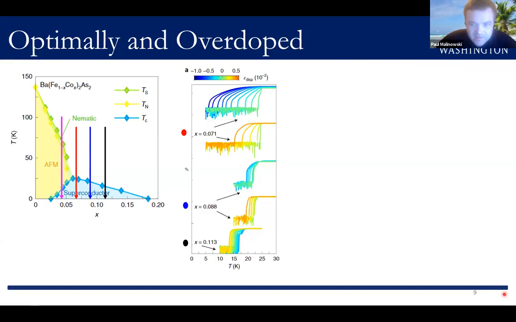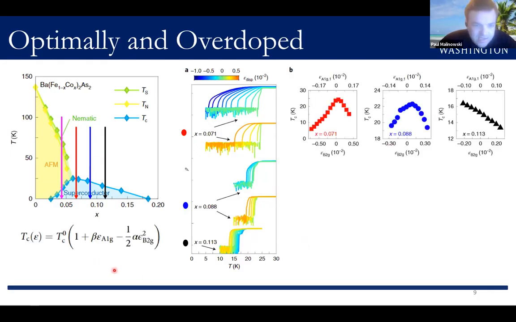Now, this huge sensitivity is greatly reduced as the doping level is increased. So for the 8.8% composition, Tc is much less sensitive. And then for the more overdoped 11.3% sample, it's even less sensitive and no longer symmetric for positive and negative strain. So we can understand this evolution a bit better through some basic symmetry considerations.